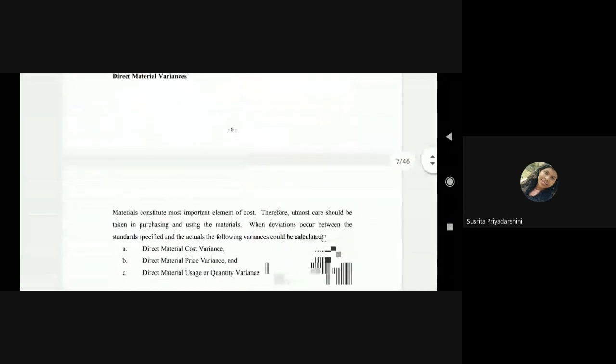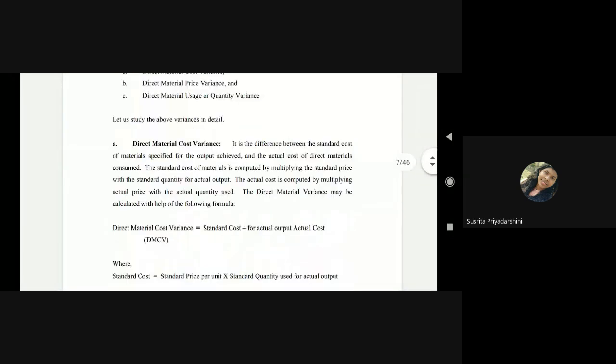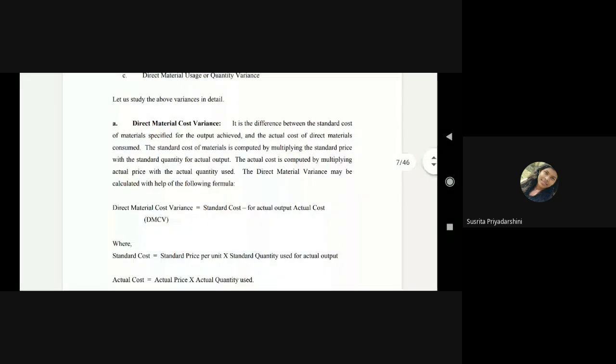Okay, so direct material variance is the first one. It comes the direct material cost variance. Here it is the difference between the standard material cost and the actual material cost. So you can write it down: the difference between the standard material cost and actual material cost gives you the direct material cost variance. So what is that? Standard cost of material and the actual cost of material.